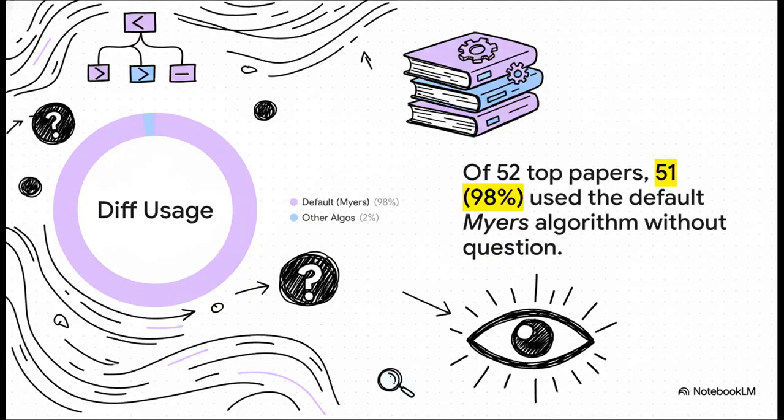And what they found, honestly, it's staggering. Get this. Out of 52 high-impact software engineering papers they looked at, 51 of them, that's 98%, just used the default Myers algorithm without even mentioning it, without a second thought. An entire field of research was being built on a default setting that basically no one had ever questioned. This was it. This was the giant blind spot they were looking for.